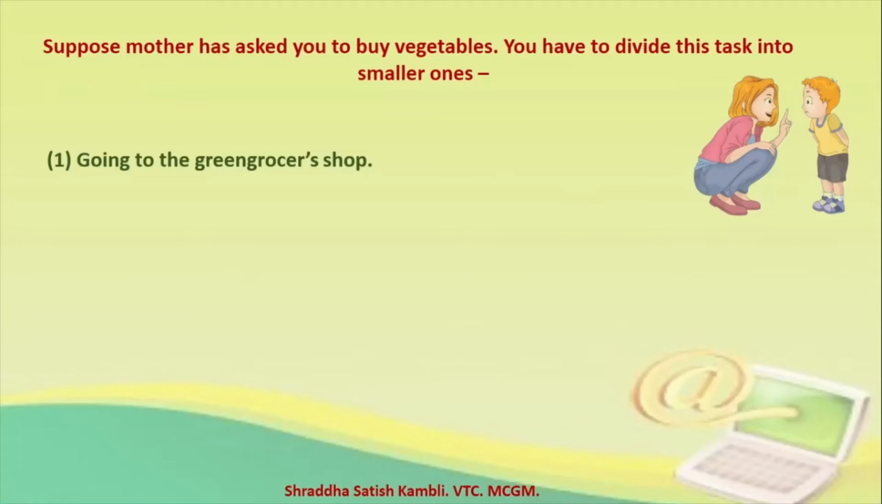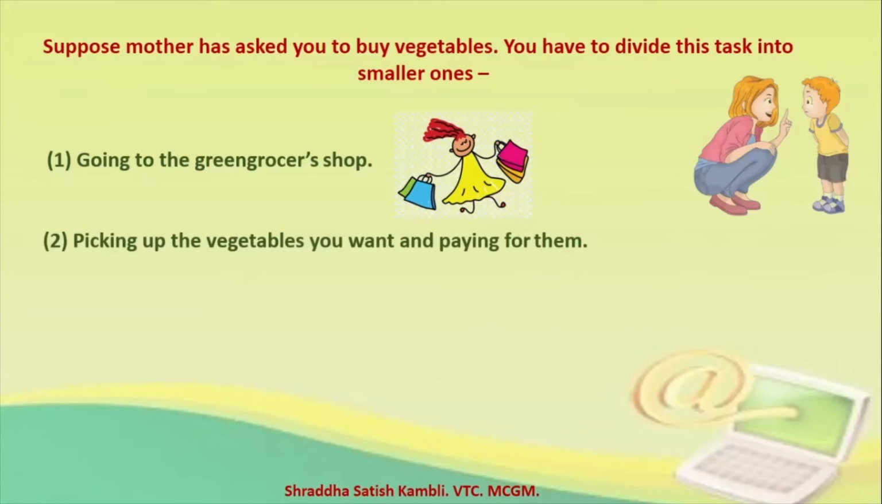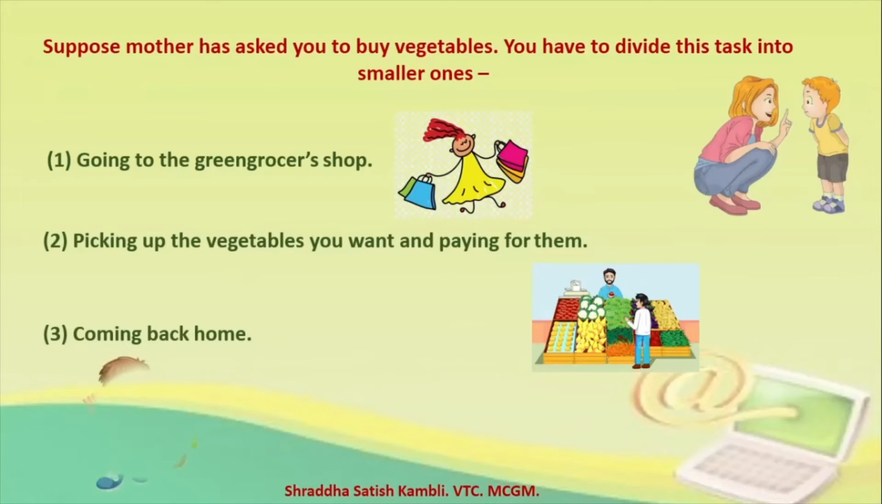How? You have to think that first you will go to the greengrocer's shop. Greengrocer means a vegetable seller. Second step will be, you will go with bags, of course. Second step will be, you have to pick up the vegetables that you want, and then you have to pay for them also. The third and final step will be, you have to come back home with the vegetables. So see, your mother is just telling you to go buy vegetables. You're a human being, so you know that you have to do all these things. But if it is a computer, you will have to tell them these steps in detail.